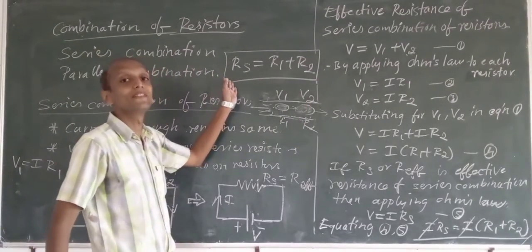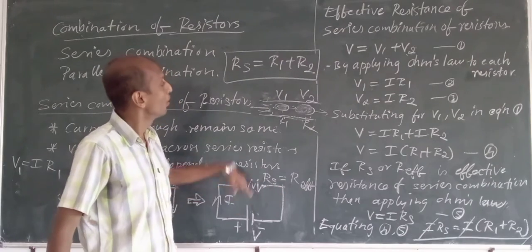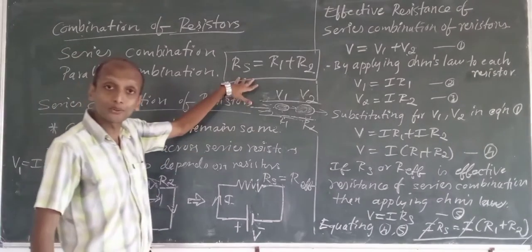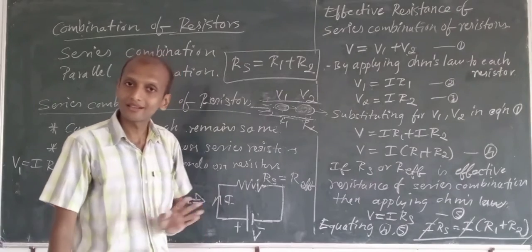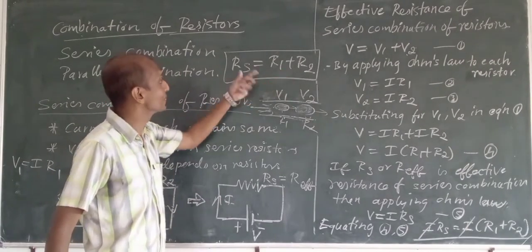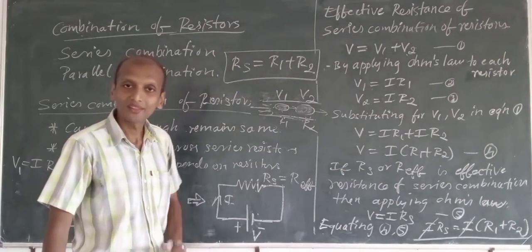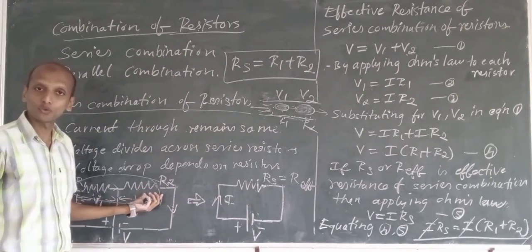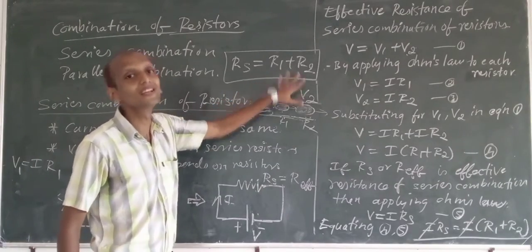What will this equation tell us? The total resistance or effective resistance of the series combination of resistors will be equal to the sum of individual resistances. Clear? So when I have two resistances connected in series, the total resistance Rs will be R1 plus R2.